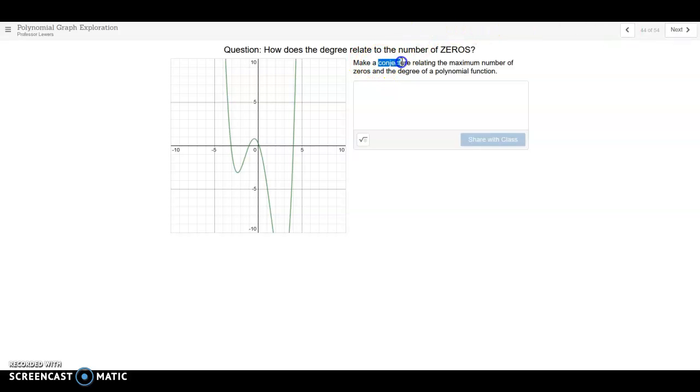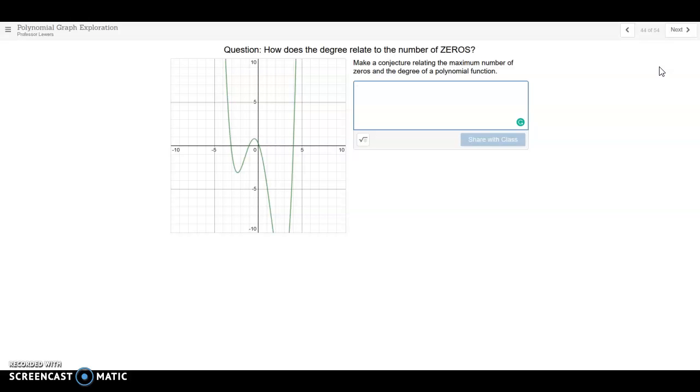So we're going to make a conjecture relating the maximum number of zeros and the degrees of a polynomial function. So I'm going to let you do that conjecture. So go ahead and pause while you make that conjecture. So this conclusion is actually going to lead us to the fundamental theorem of algebra. So this one's pretty huge, and you'll be hearing lots of this again.